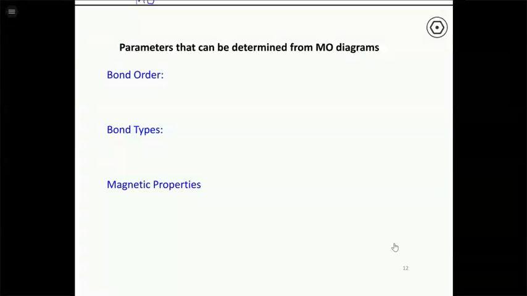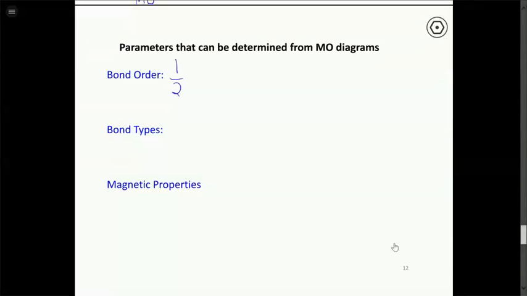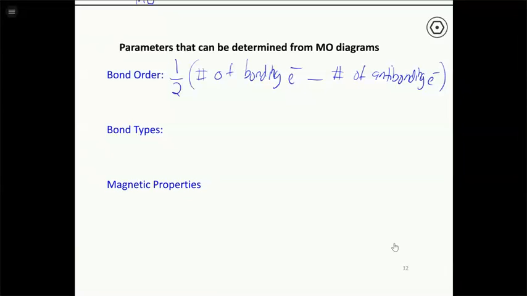And we can also predict that from the molecular orbital diagram. So the formula for this is going to be 1/2. We count the number of electrons that are in bonding orbitals, and we subtract the number of electrons that are in anti-bonding orbitals. So as I said, when we populate bonding orbitals, we're strengthening the bonds. And when we populate anti-bonding orbitals, we're weakening the bond. And so we take 1/2 times the difference of those, and that's going to give us the bond order.